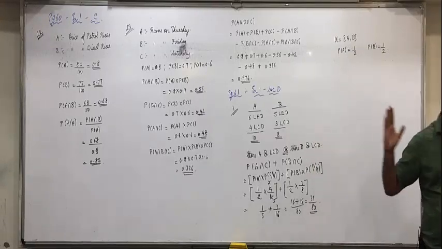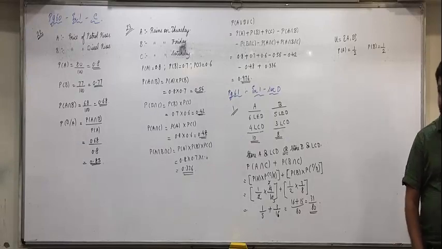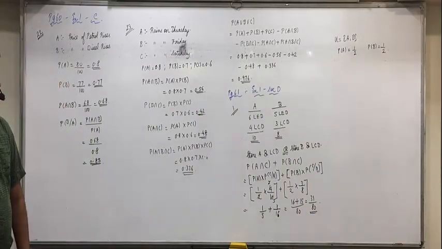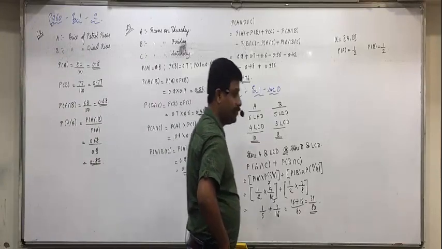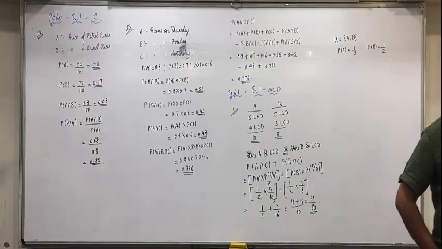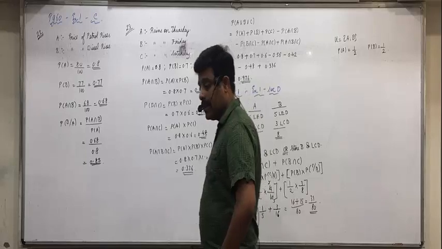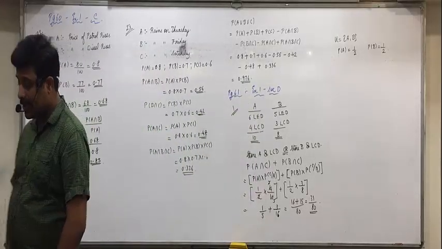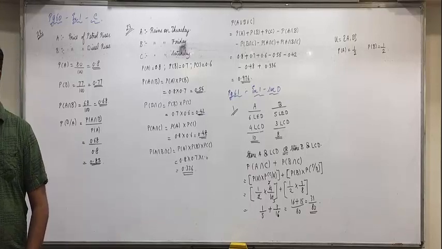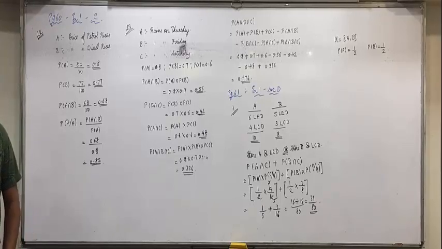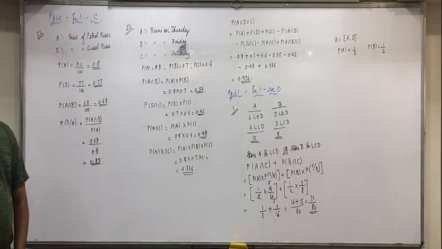First we'll define three events, then we'll write down. Let event A be the event that store A is selected, let event B be the event that store B is selected, let event C be the event that LCD television is selected. Are you all clear with it?